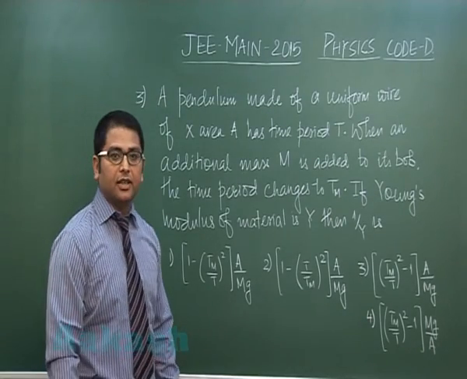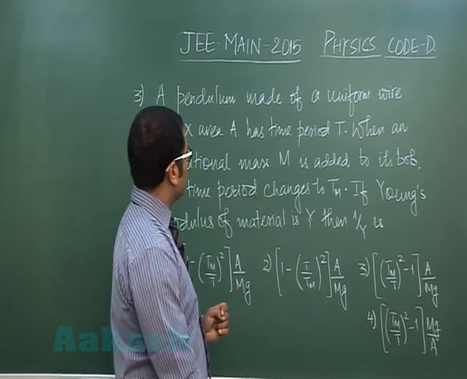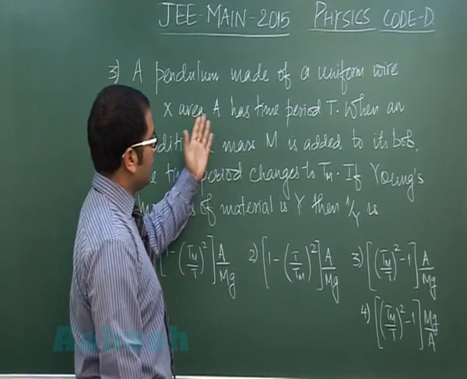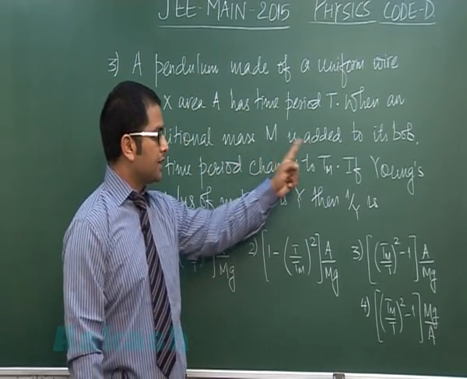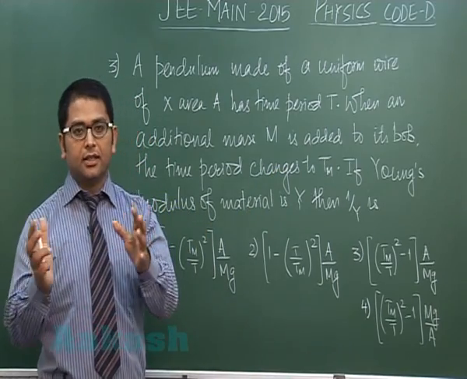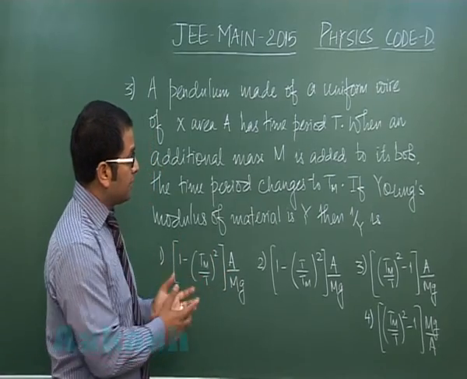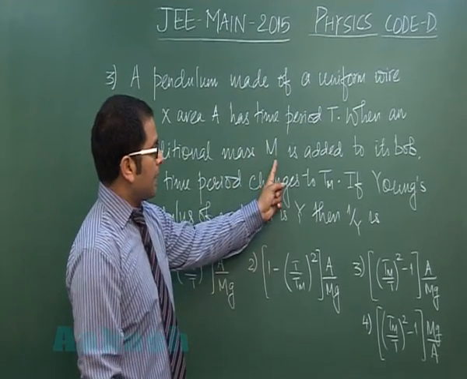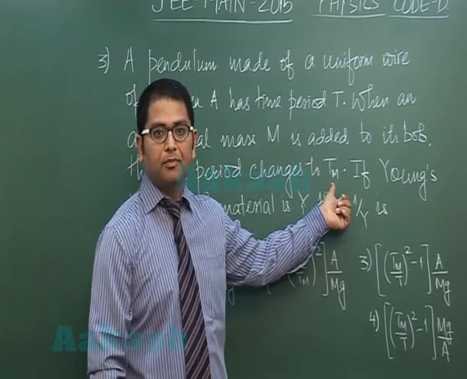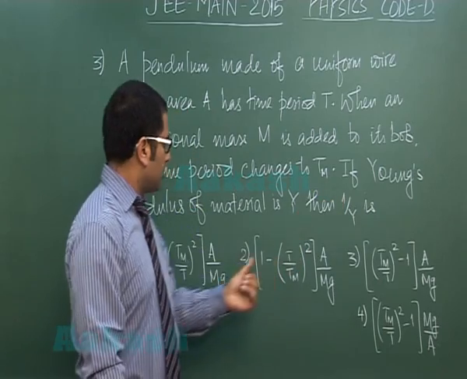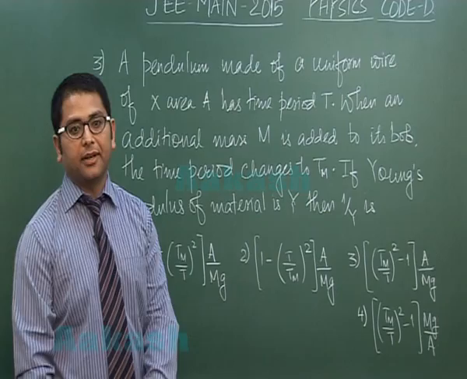Okay, question number 3 is from simple harmonic motion. A pendulum made of a uniform wire of cross-sectional area A has time period T. When an additional mass m is added to its bob, it means earlier there was a certain mass of bob, so that may not be required, so that's immaterial. So additional mass capital M is added to its bob, the time period changes to T sub m. That's a new value of time period. Young's modulus of material is given as Y, and we need to calculate 1 by Y.